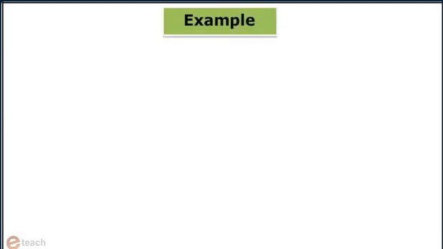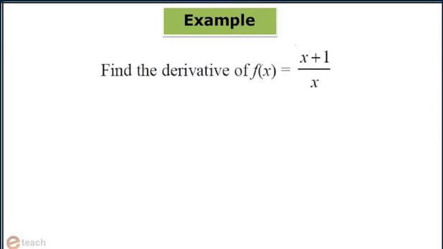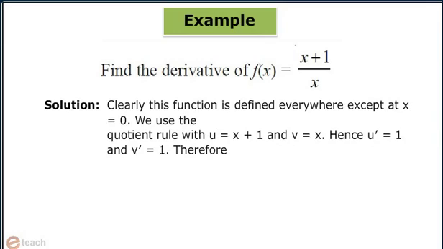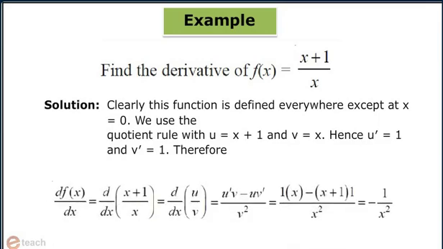Let's take an example. Find the derivative of f(x) equals (x plus 1) divided by x. Solution. Clearly, this function is defined everywhere except at x equals 0. We use the quotient rule with u equals x plus 1 and v equals x. Hence, u' equals 1 and v' equals 1. Therefore, by using the quotient rule, as shown, the answer comes out to be equal to minus 1 by x square.